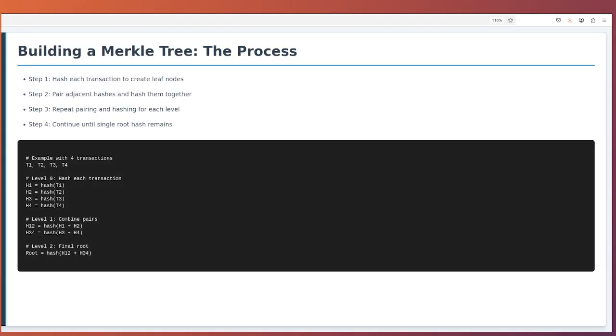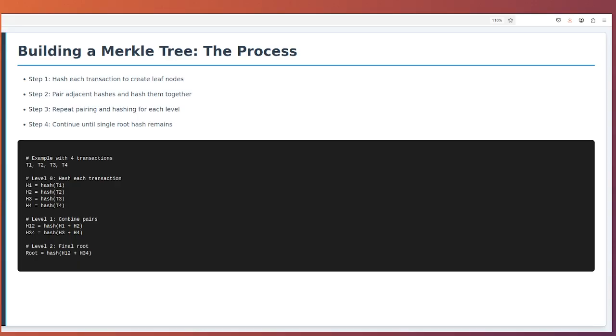Building a Merkle tree, step by step. Let's walk through exactly how a Merkle tree is constructed, step by step. First, you start with your transactions at the bottom. These are called leaf nodes or leaves. Each transaction gets hashed using a cryptographic hash function, turning it into a fixed-length string of characters. So transaction T1 becomes hash H1, transaction T2 becomes hash H2, and so on.